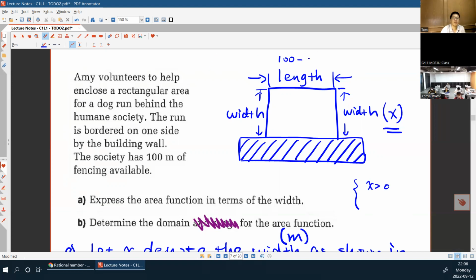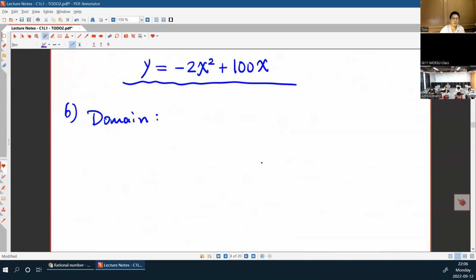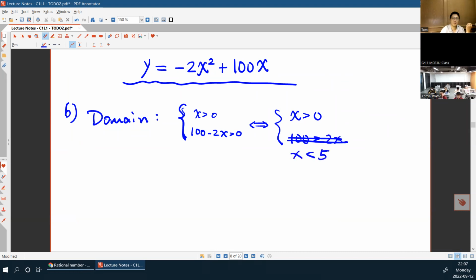The length is just 100 minus 2x. So we have another constraint, which is 100 minus 2x greater than 0. We use brackets like this to denote we should combine two limitations for our domain, right? So the domain is just the combination of these two limitations. So which is equivalent to, let's simplify this a little bit. First of all, x must be greater than 0. Next, 100 minus 2x must be also greater than 0, which means 100 must be greater than 2x, which means x must be less than 50, right?